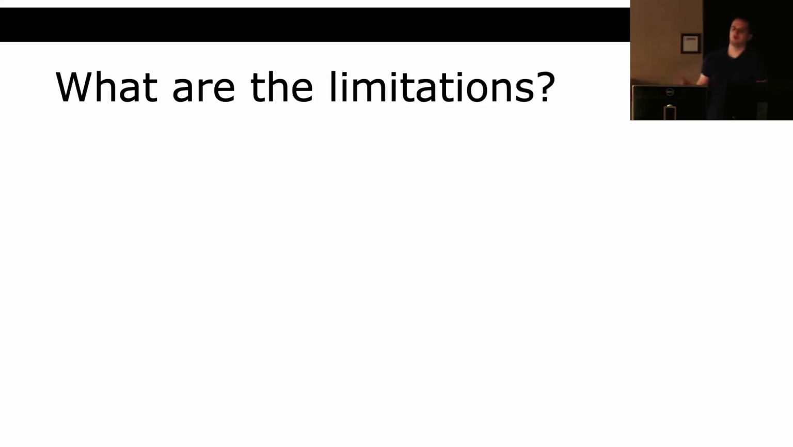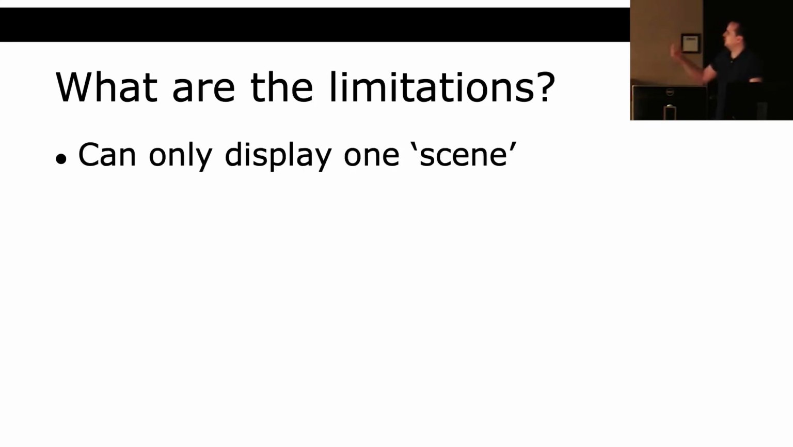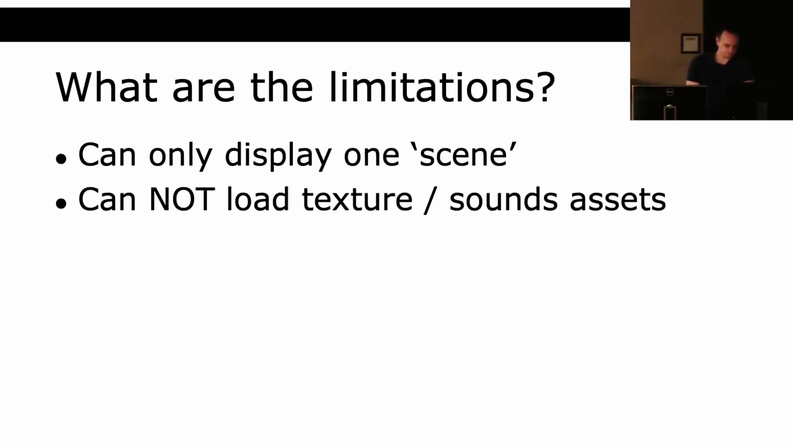But what are the things that we would want to be able to do in a more fleshed out game engine that we can't do with stuff in assignment 2? So one thing we can only do is we can only display one scene. So I already mentioned this a little bit, but what if we wanted a menu? What if we wanted an options menu? What if we wanted different types of gameplay in our system?